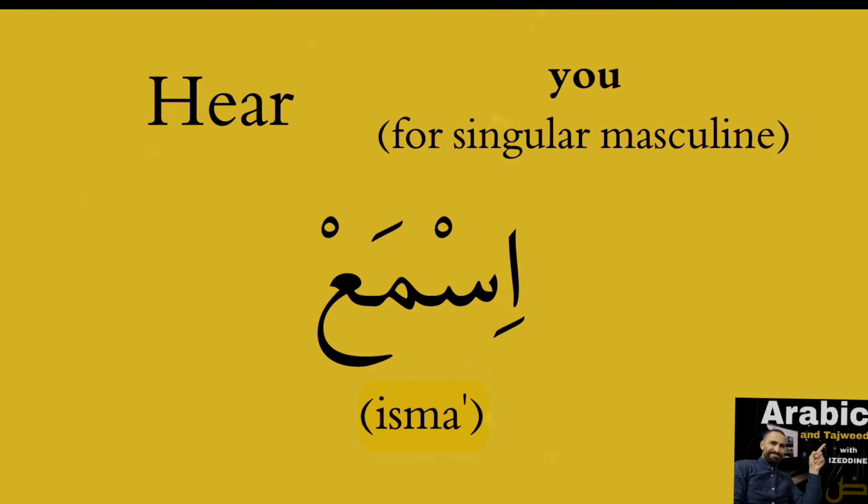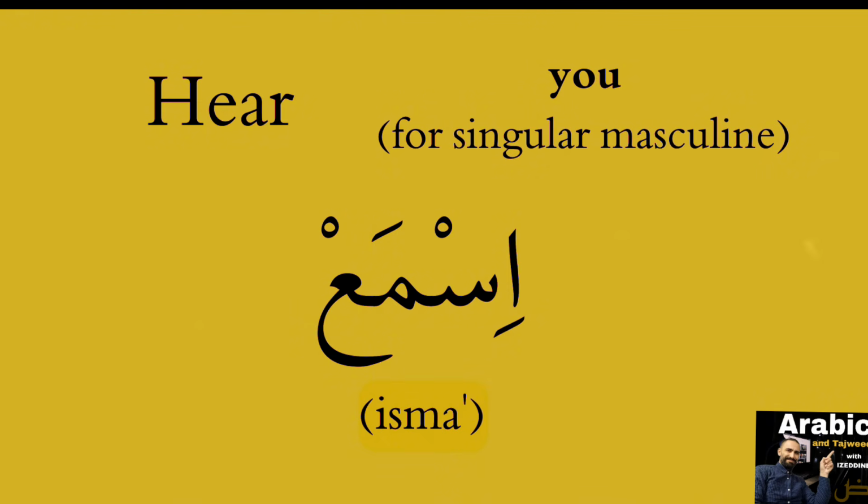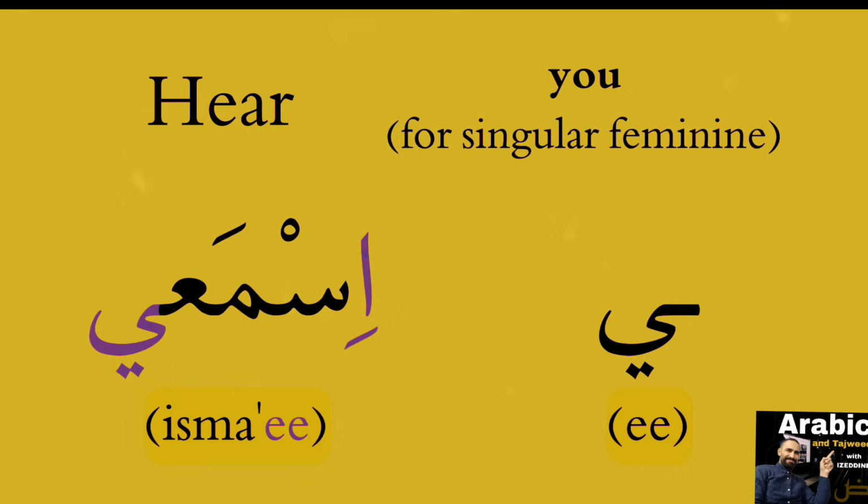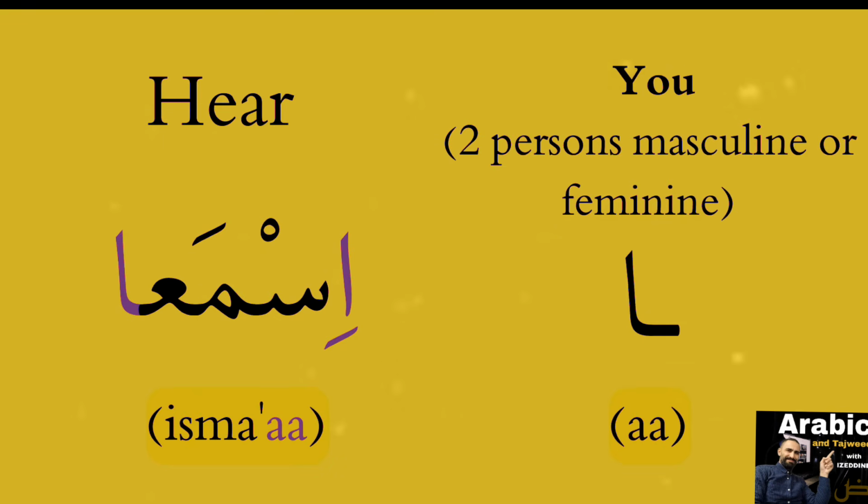Here اسمع. Now we move to the imperative. If you're asking someone to do something or giving an order. Okay, for singular masculine, you. Here, اسمع. If you are talking to a female, اسمعي. Here. Hear me. اسمعيني. اسمعي. Here. اكتبي. Write. اذهبي.